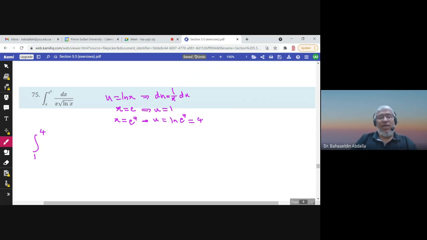1 over x dx is du, and this is square root of u. It would be u to the power negative half. So the integral would be u to the power half. Negative half plus 1 is half, over half, or times 2, from 1 to 4. 4 to the power half is 2. 1 to the power half is 1. So the answer is 2.